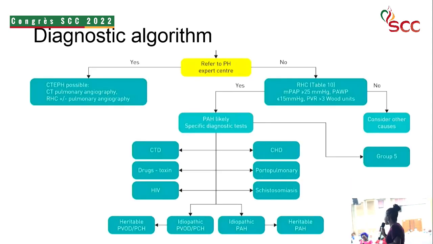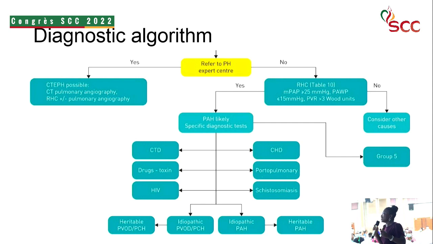If you have excluded left heart disease and lung disease, then you have to do a perfusion scan to be able to exclude chronic thromboembolic pulmonary hypertension. If there's no thromboembolic pulmonary hypertension, with angiography you do a right heart catheterization that will tell you if pulmonary arterial hypertension is likely or not.